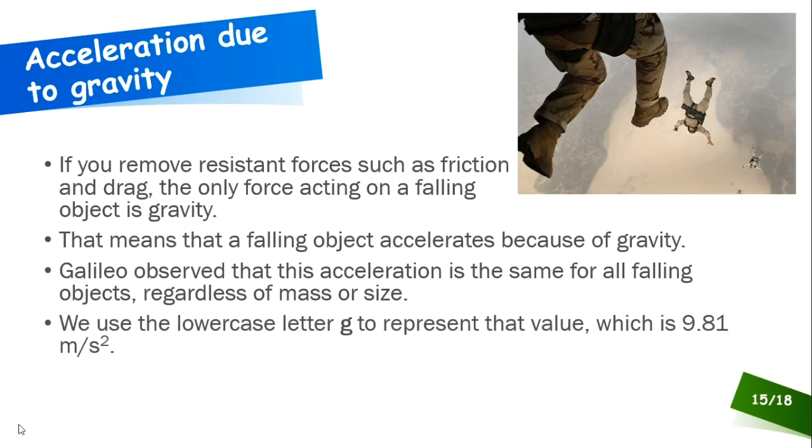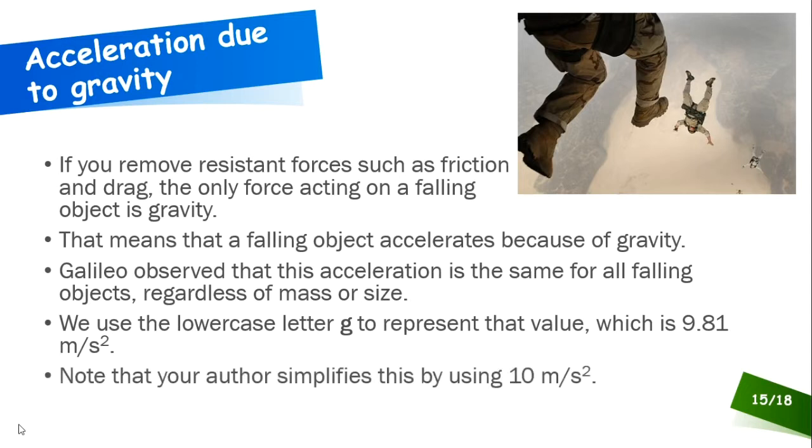We use the lowercase letter g to represent this acceleration, and it has a numerical value, 9.81 meters per second squared. Now, if you are into the textbook at all, you'll notice that the textbook author simplifies this by using 10 meters per second squared. He's trying to make the math simpler. It's easy to multiply stuff by 10, divide stuff by 10, because all you're doing is moving the decimal point.